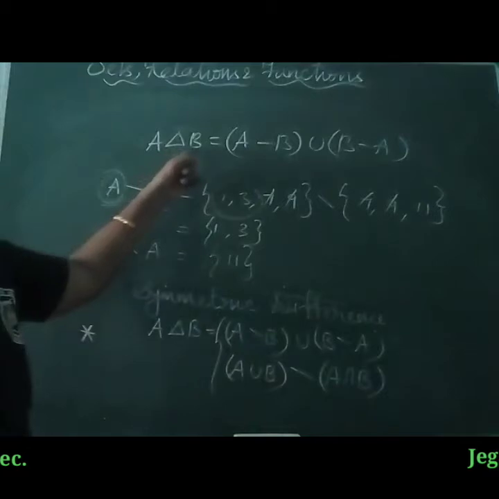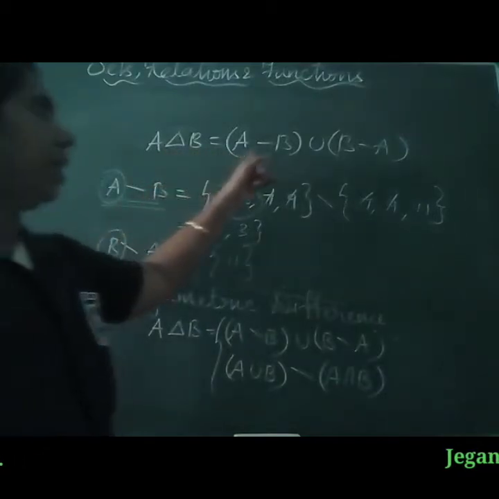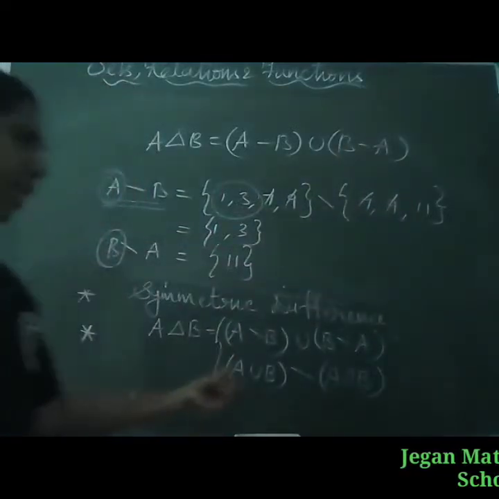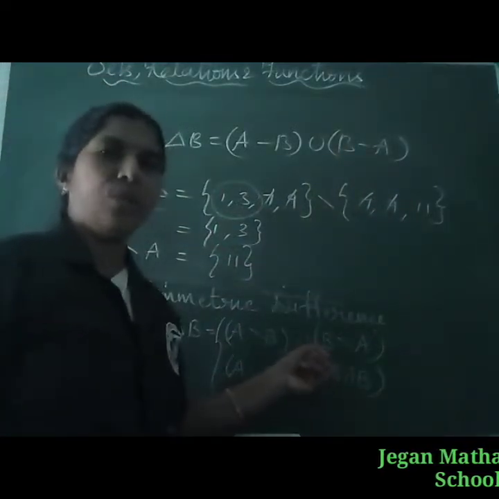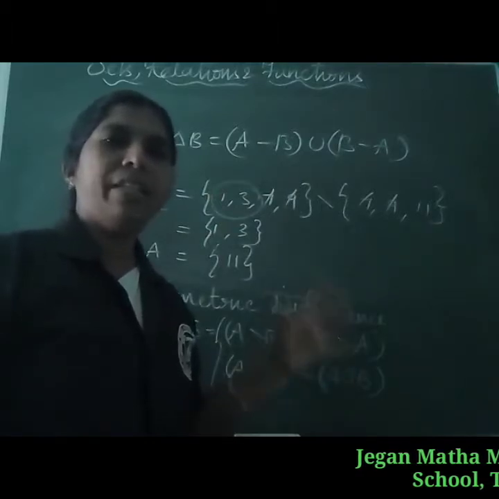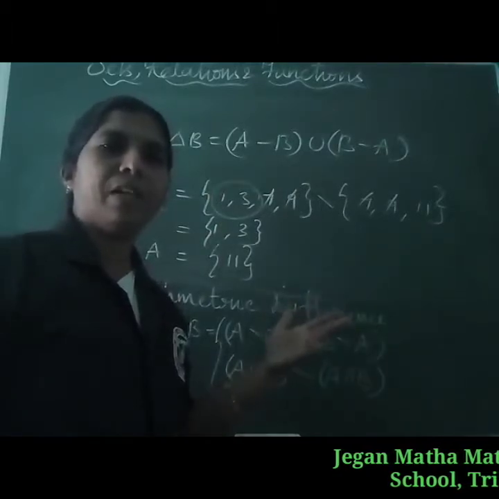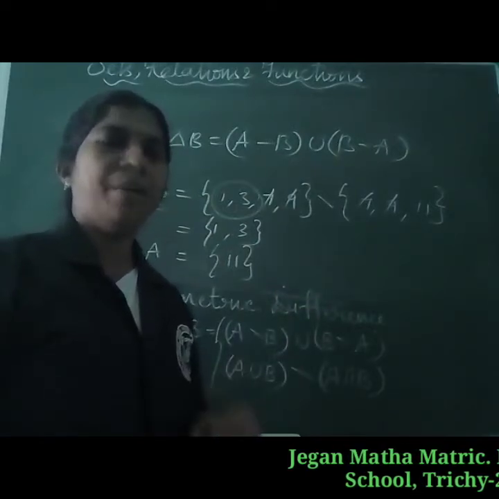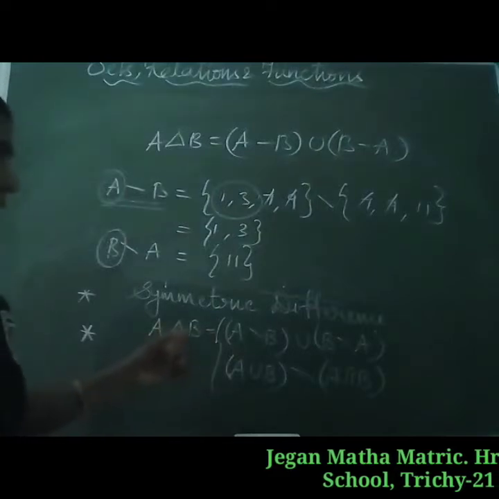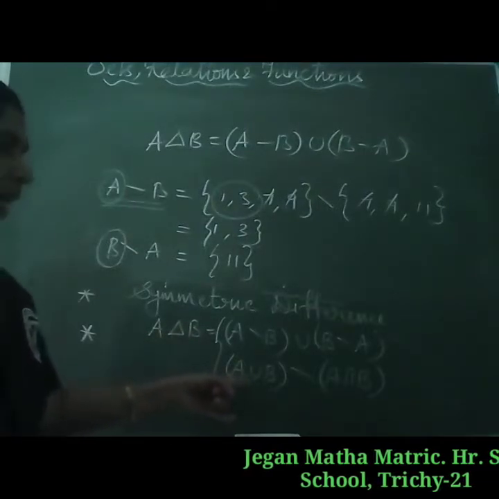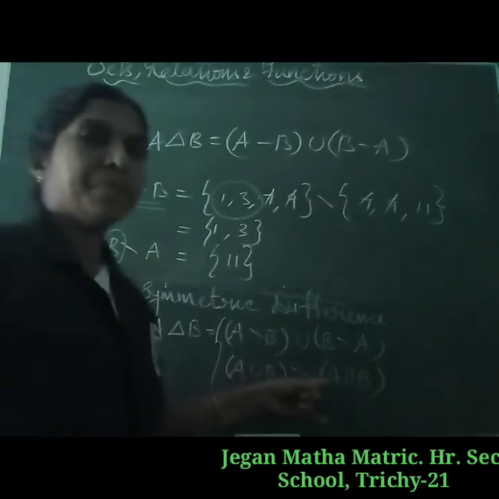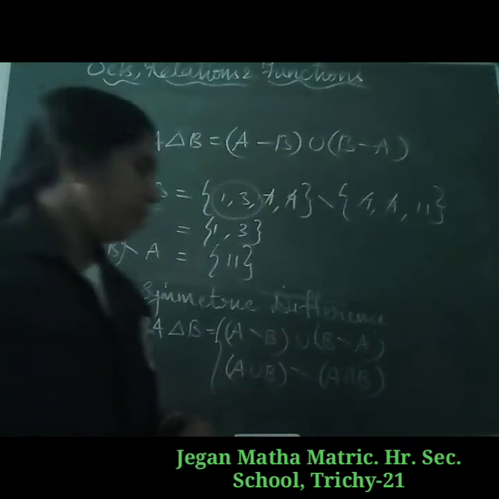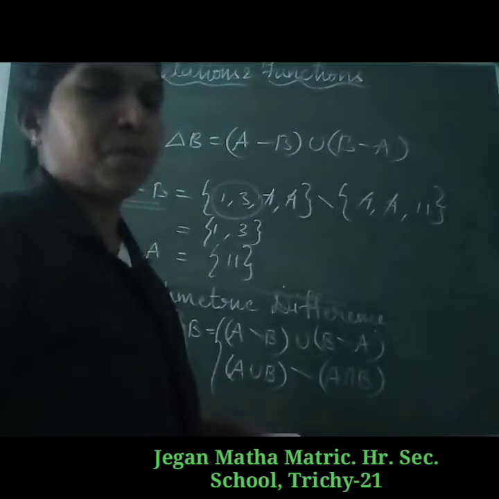So A symmetric difference B is equal to A difference B union B difference A. Union and intersection we have also studied. Union means we will write all the elements together, whatever be the set. Intersection means we will write only the common elements. So A symmetric difference B can also be defined as A union B difference A intersection B. Based on these properties, we are going to solve some questions.